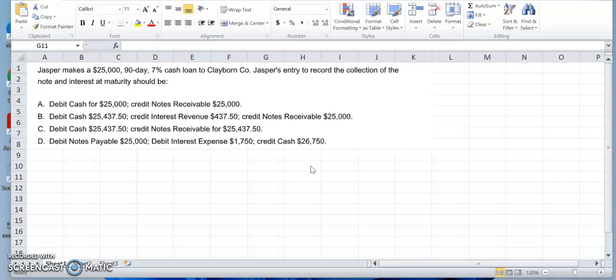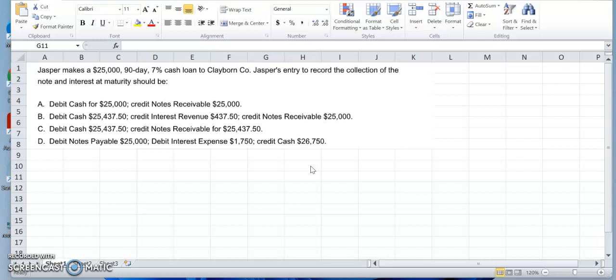Now, what we do know is it's going to be a debit to cash and a credit to notes receivable. That we do know. Because our notes receivable is going down because we're getting paid back and our cash is going up because they're paying us back. So we can eliminate D automatically. It says credit to cash. It's not going to be a credit to cash or a debit to notes payable. So we know it's going to be A, B, or C.